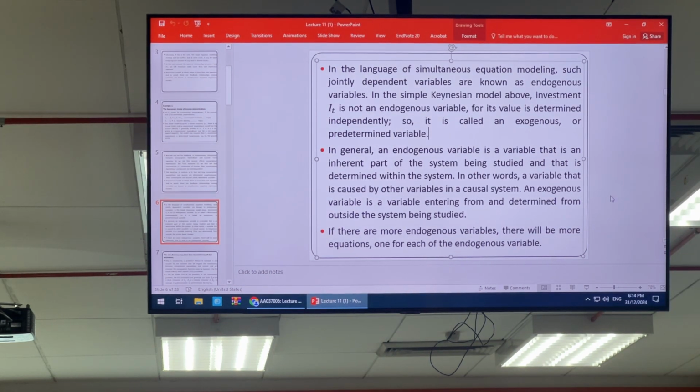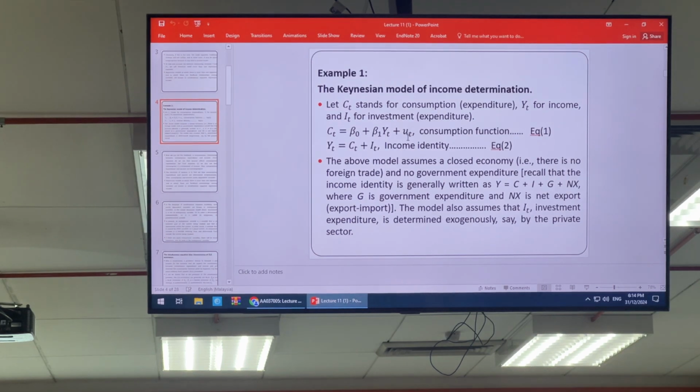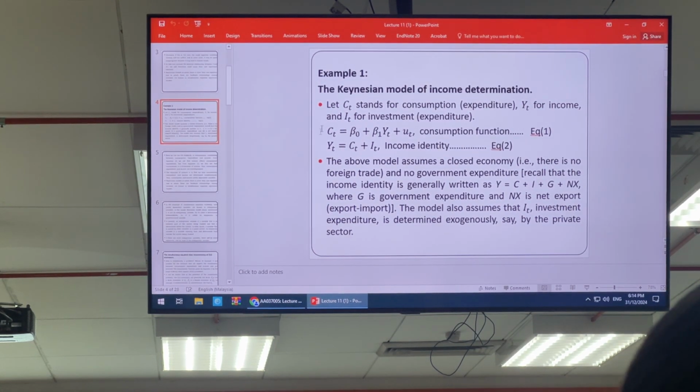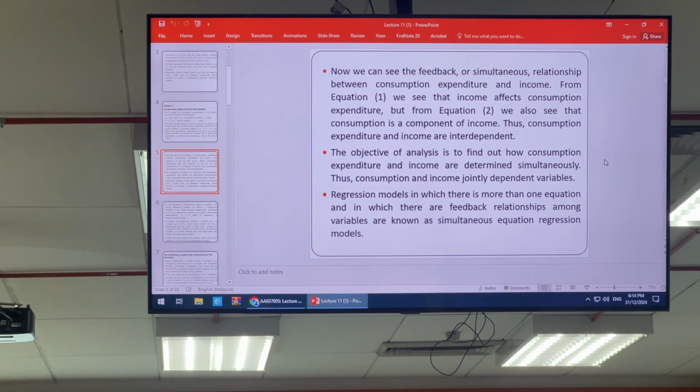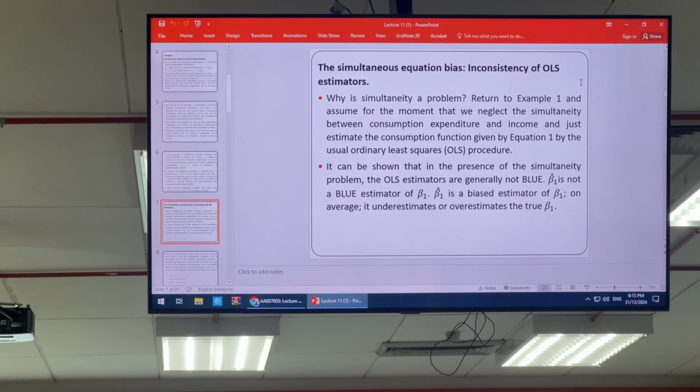If there are more endogenous variables, there will be more equations, one for each of the endogenous variables. So let's say you have another variable, and that variable can also act as a dependent variable, which is influenced by consumption. Then you have another equation, so you have more than two equations. It is possible to have more than two simultaneous equations. Right, so next is the simultaneous equation bias: the inconsistency of the ordinary least squares estimator, the technique that we used before.